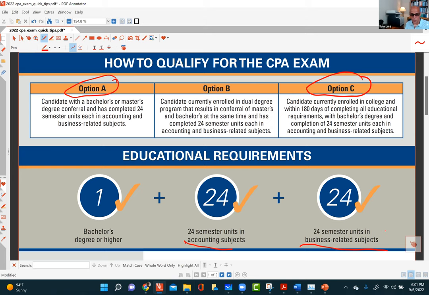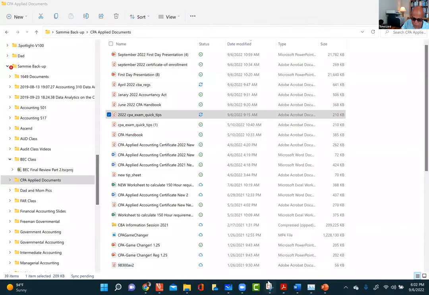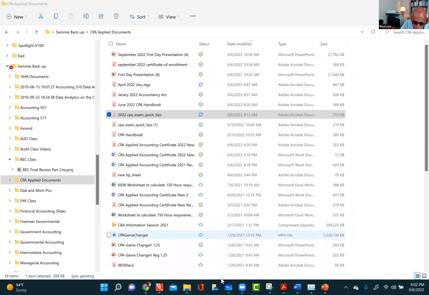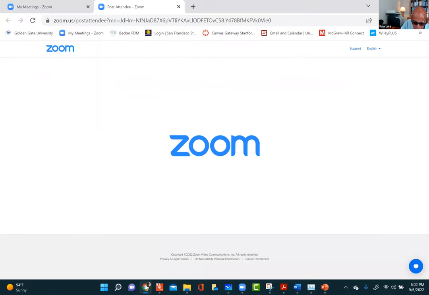That's under option C. So if you're sitting there, let's say, and you're like, well, John, at the end of the fall 2022 term, I'm going to have my bachelor's. I'm going to be done with everything. Then you should register to sit for the exam tomorrow under option C. Now, with option C, and this is something that is new now, this wasn't the case previously, under option C, they're requiring, and when I say they, I mean the State Board of Accountancy.